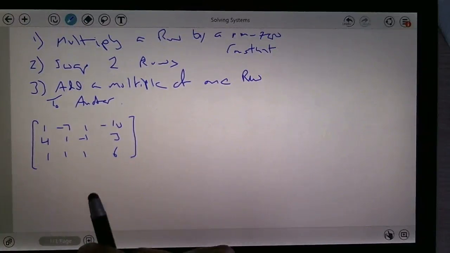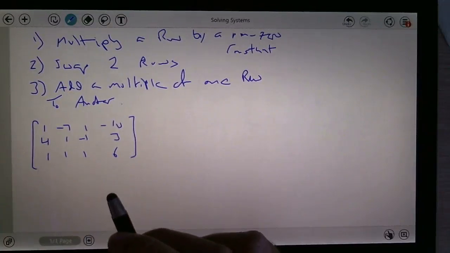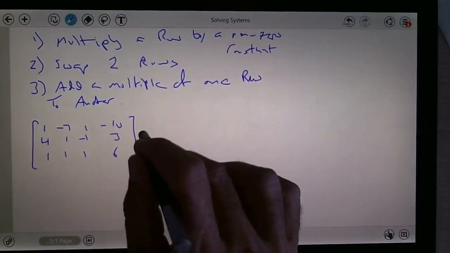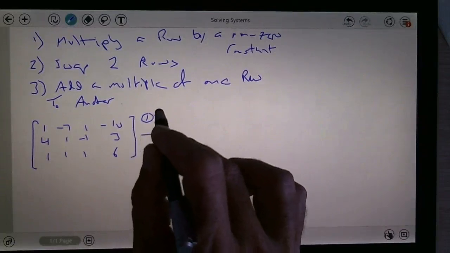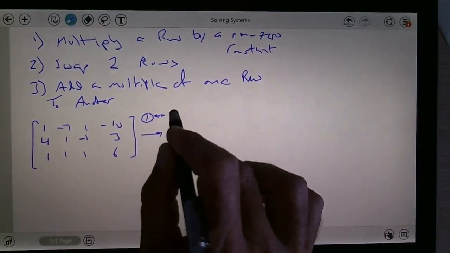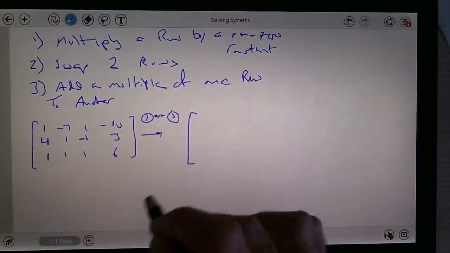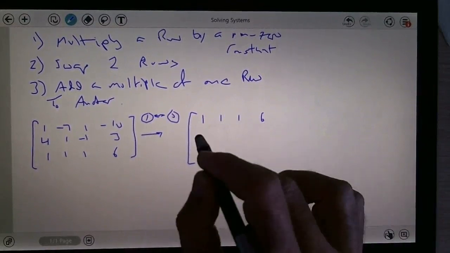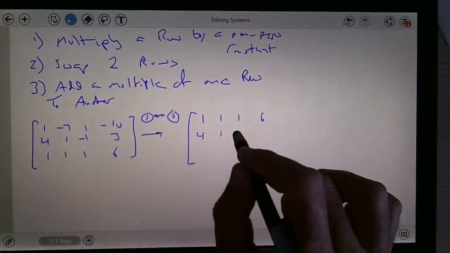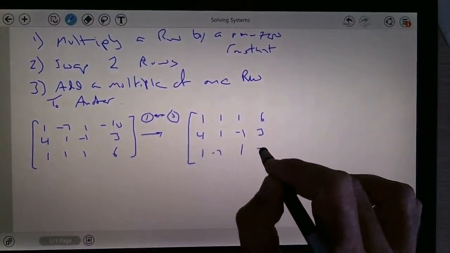So first thing I'm going to do is swap row 1 and row 3. So going from here to here, I'm going to take row 1 and swap it with row 3. Now, I'm not saying equal. The new matrix is not equal to the first one, but it's corresponding to a system of equations that has the same solution set as the one that I started with.